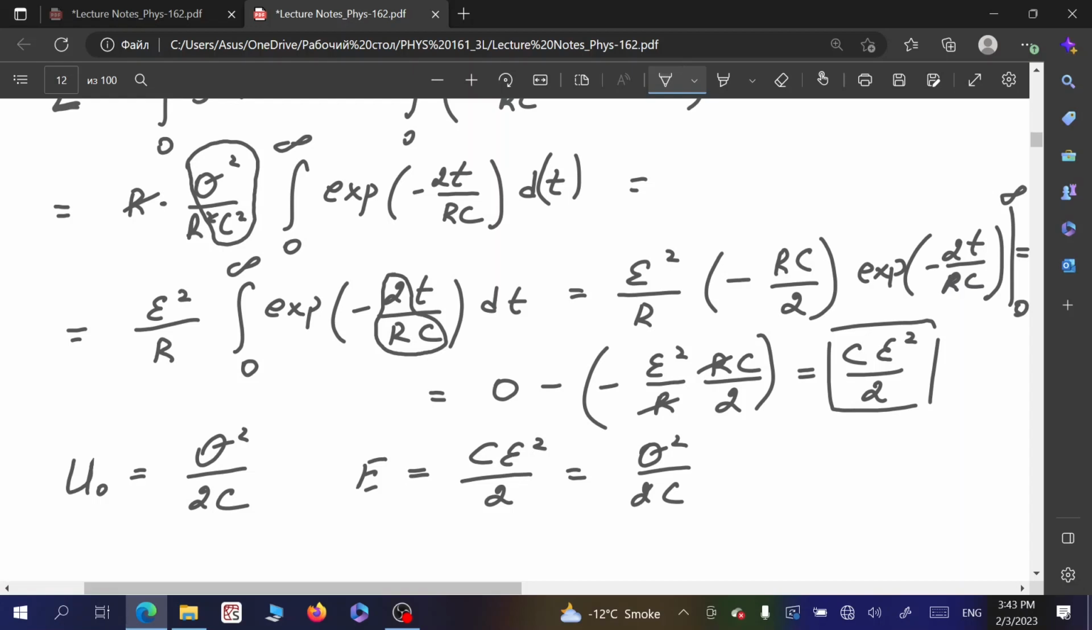So those factors may be taken into account, but not in this given example. So here, this potential energy is equal to energy dissipated over resistor.